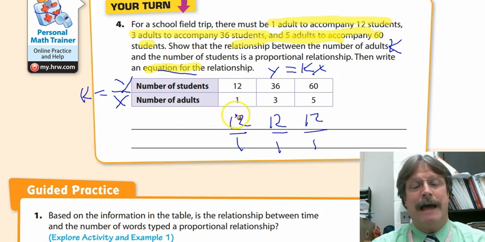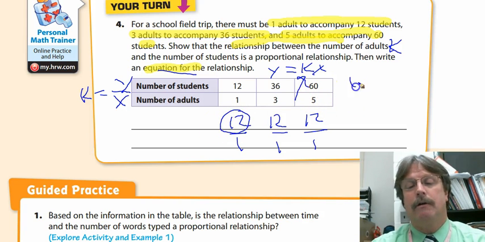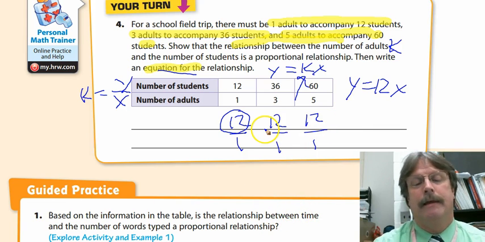So then we take that value and we substitute it into the equation. So now our equation is going to be Y equals 12X. So for any value of X, to have 10 adults, it would be 12 times 10, and I would be able to get 120 students. You have the guided practice here to finish up on the end, and I hope this helps you.